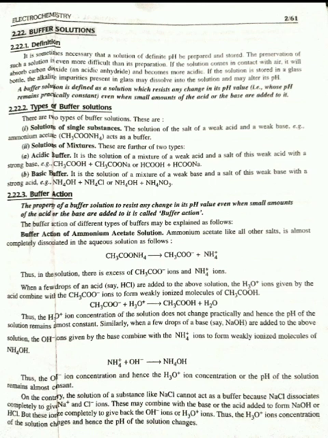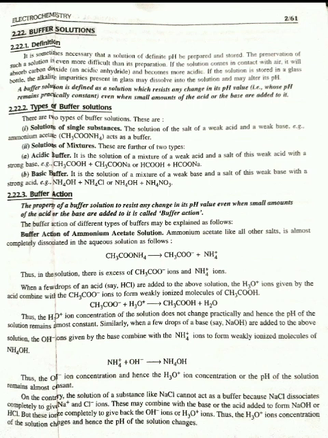A, acidic buffer. It is the solution of a mixture of a weak acid and a salt of this weak acid with a strong base. Example, CH3COOH plus CH3COONa, or HCOOH plus HCOONa. B, basic buffer. It is a solution of a mixture of a weak base and a salt of this weak base with a strong acid. Example, NH4OH plus NH4Cl, or NH4OH plus NH4NO3.